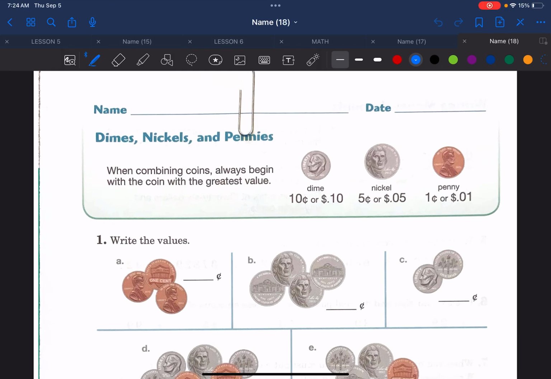Good morning, third grade. Today you have lesson 10 and it is money, but we're just focusing today on dimes, nickels, and pennies. So hopefully this is a review, which is why it's on a video. When combining coins, always begin with the coin with the greatest value. And the reason for that is it is a lot easier to count on, count up with smaller amounts.